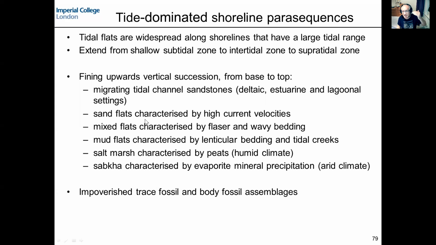As we pass upwards into shallower water, we gradually lose the sand content in these intertidal flat regions, and then towards the top of the tidal flat succession, we see evidence for exposure, roots, or in some cases, if we're dealing with a very arid climate, we might have evaporite minerals precipitated rather than forming roots and coals. And all of these environments are associated with a low diversity of trace fossils and body fossils because they're brackish and have changing salinities.